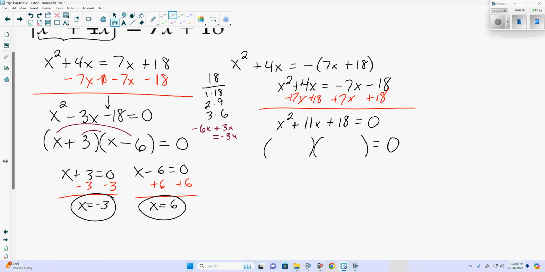Luckily for us, this will indeed factor. Now, since our third term is positive, our signs are the same and match the sign of the middle term. Factors of x squared are x and x. Well, factors of 18, we already have them listed. 1 and 18, 2 and 9, 3 and 6. Which ones do we want to use? 2 and 9. Let's check it again, just to make sure. x times 9 would be 9x. 2 times x would be plus, giving us 11x.